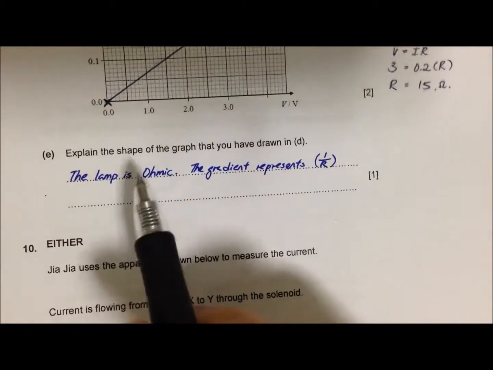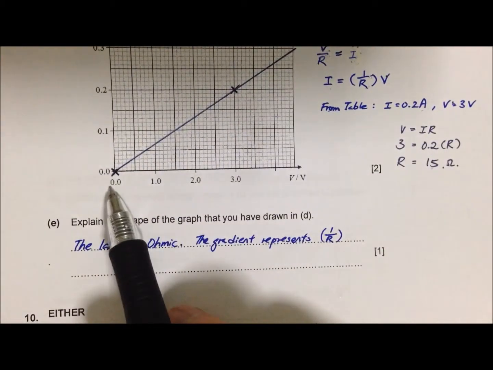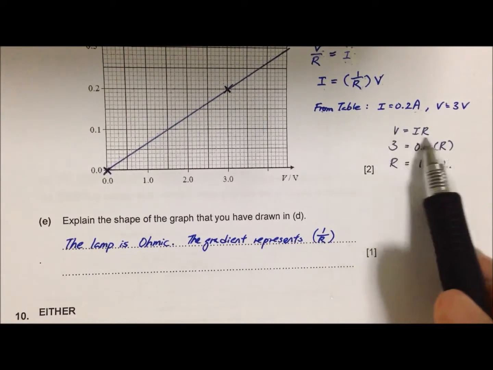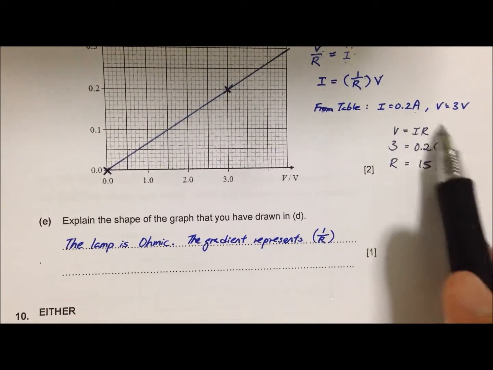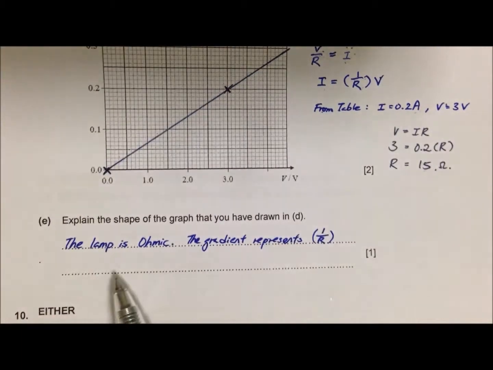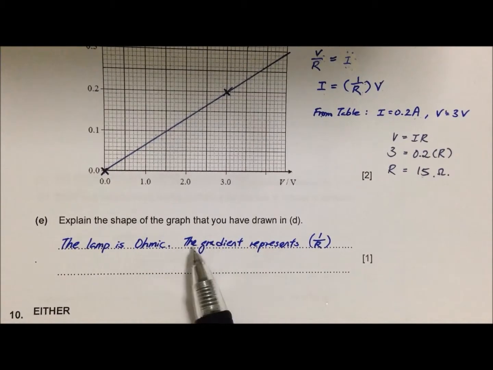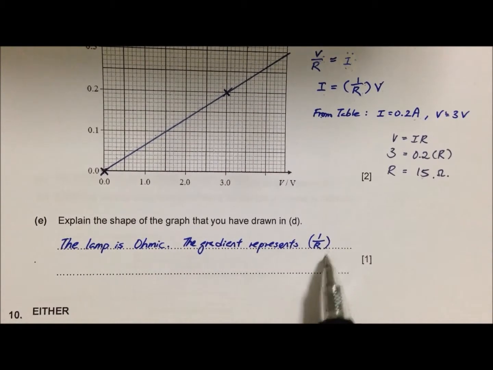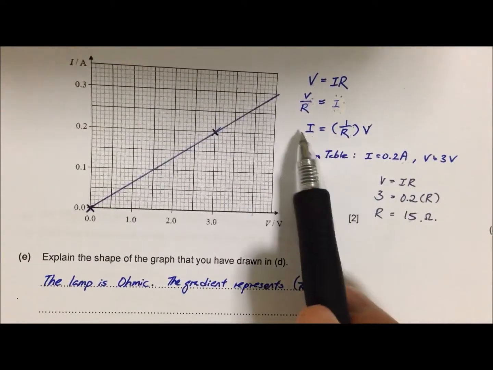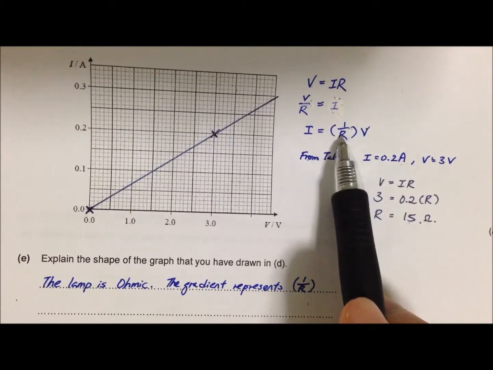Okay, and explain the shape of the graph. Since this is a straight line graph passing through 0, 0, actually we have already assumed that this is ohmic, because this equation is only applicable to ohmic components. So it is ohmic, and to explain the shape of the graph and the gradient, you have to say that the gradient represents 1 over r. Okay, why 1 over r? Because we just worked out, right? If you want to make I the y-axis, then the gradient is not r, it's 1 over r.